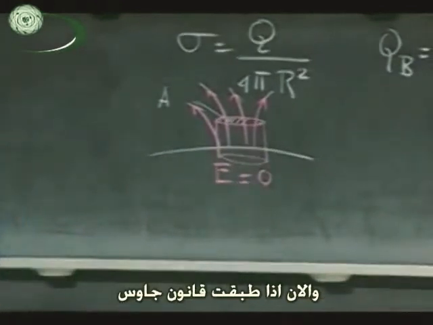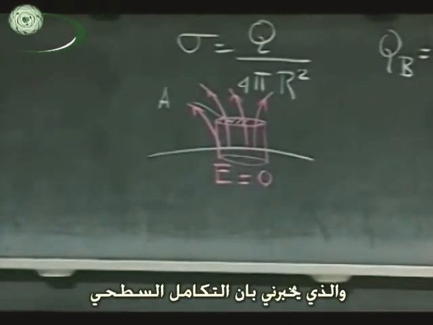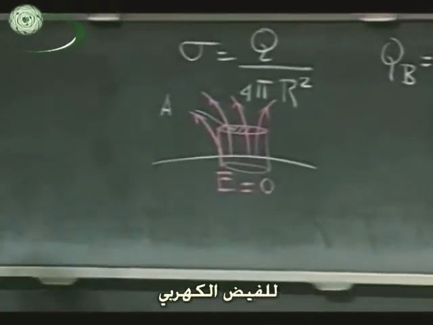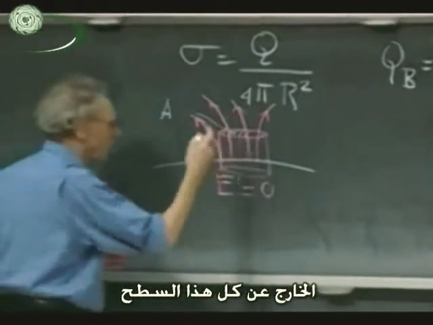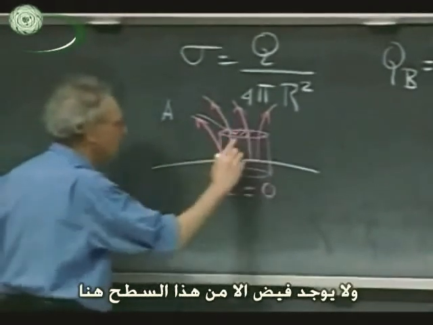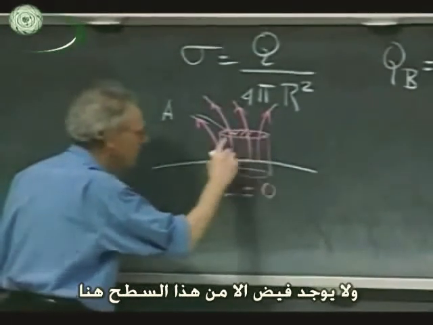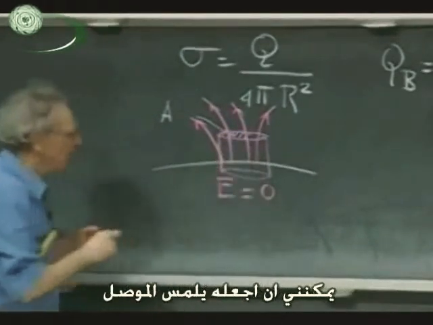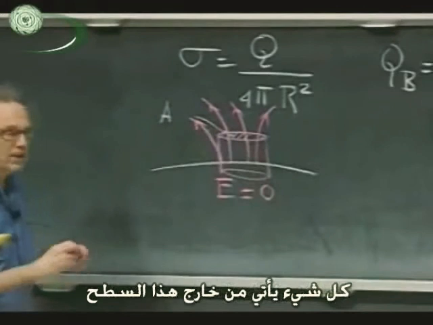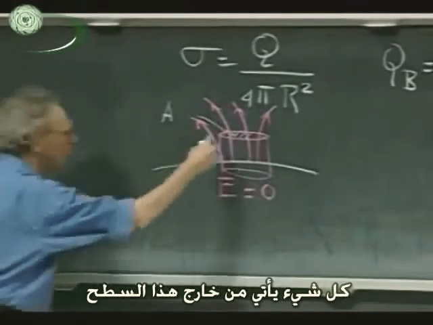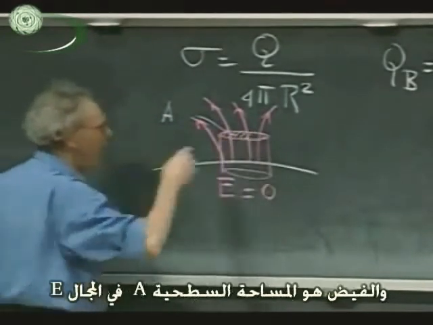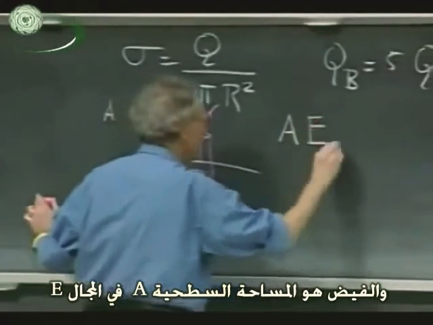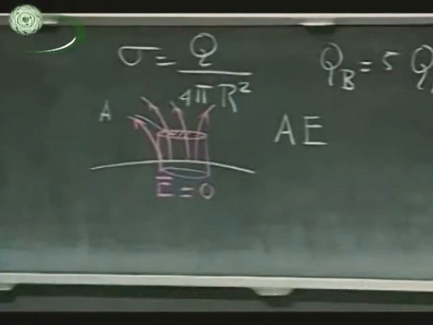So now if I apply Gauss's law, which tells me that the surface integral of the electric flux throughout this whole surface, well, there's only flux coming out of this surface here. I can bring that surface as close to the surface as I want to. I can almost make it touch the conductor. So everything comes out only through this surface. And so what comes out is the surface area A times the electric field E.